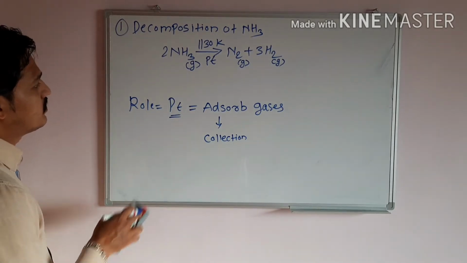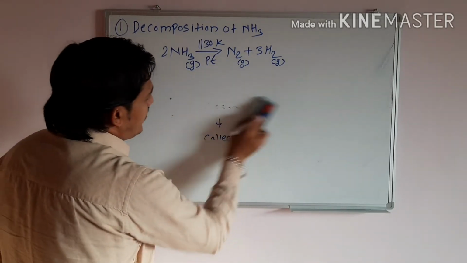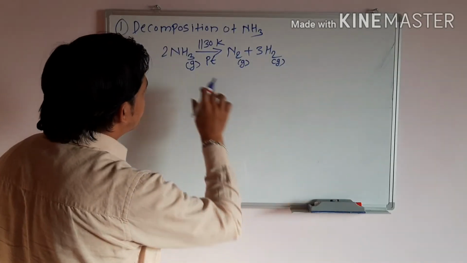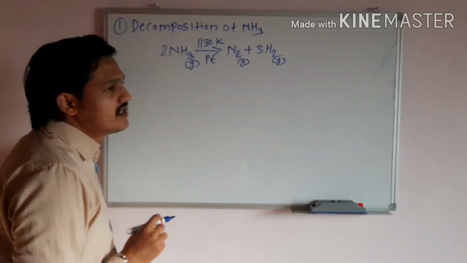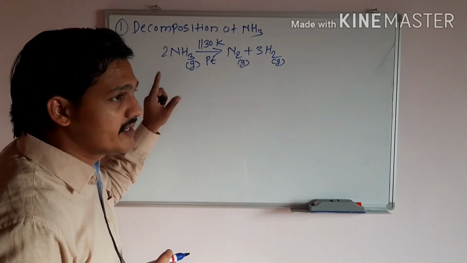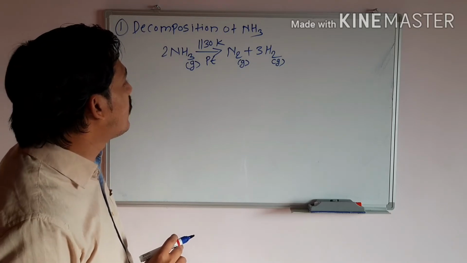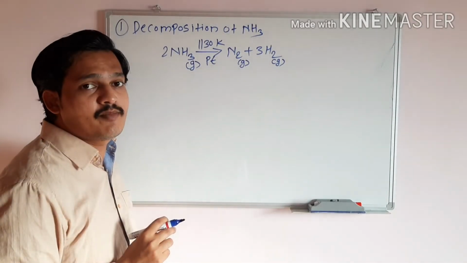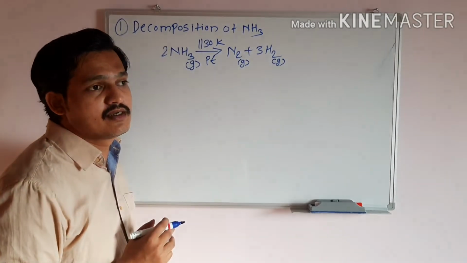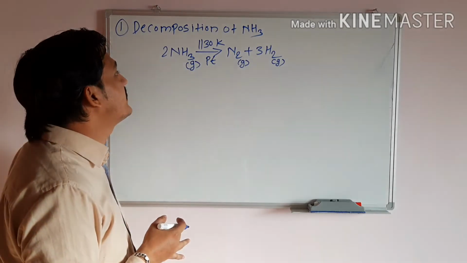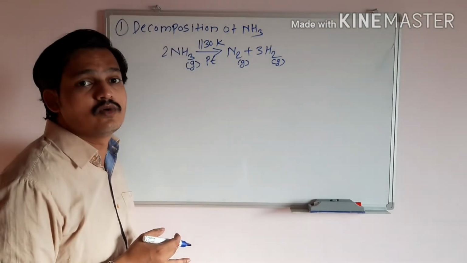Now I am telling the details of that particular example. The role of platinum is to adsorb the ammonia on its surface. Platinum adsorbs ammonia gas on its surface, but the concentration of ammonia adsorbed on the surface of platinum is not equal to its initial value.